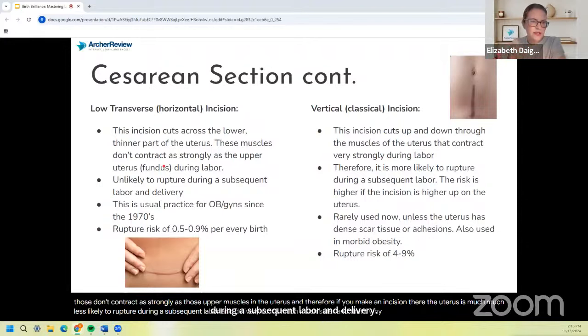And that's why this is the usual practice for OBGYNs really since the 1970s. And the rupture risk is very low. It's about 0.5 to 0.9% per birth.